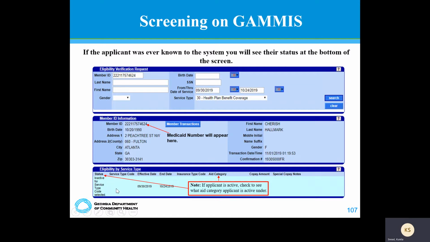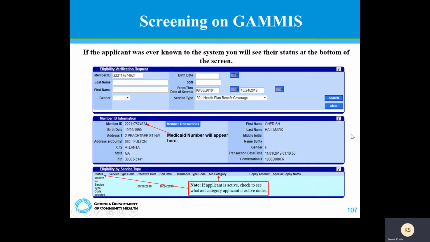Down here, it will give you if they are active or not. So you're going to look for status, and it'll show you whether it's active or inactive. If it's active, then you need to come over here to where it says A category to determine what A category they're active under. Because we went over earlier, based off of the A category, whether you will do a PE application or not, or whether you need to follow another different type of procedure.